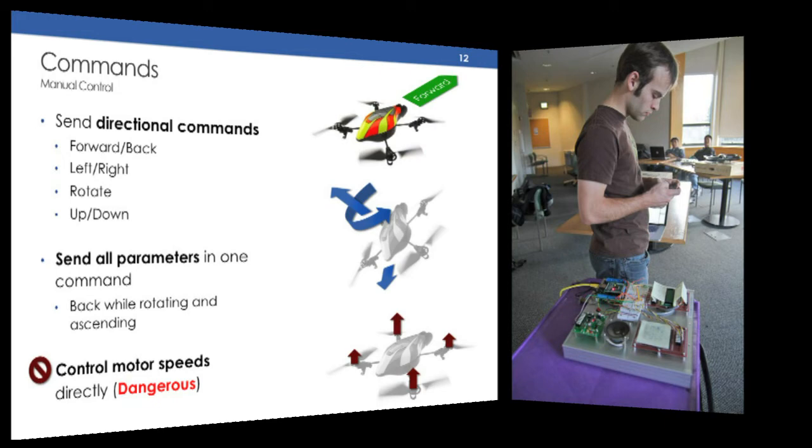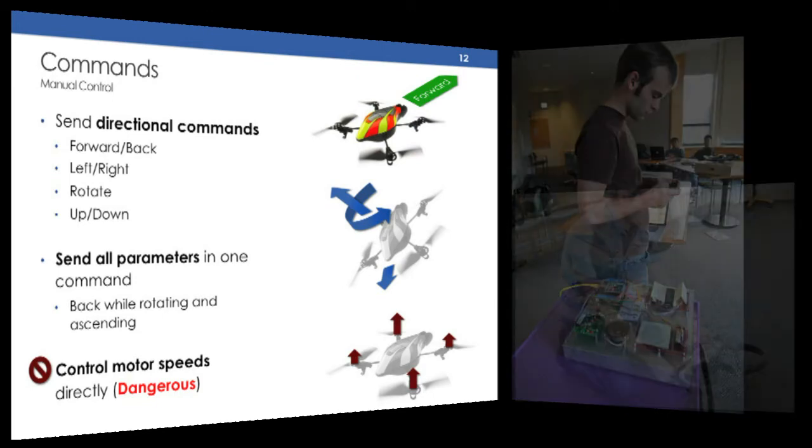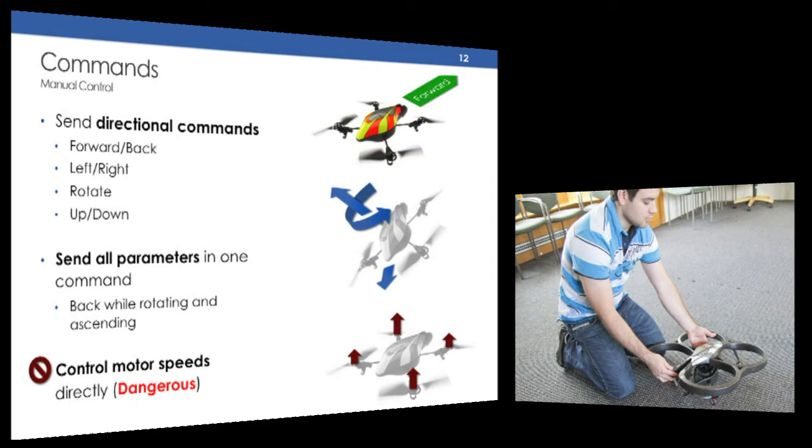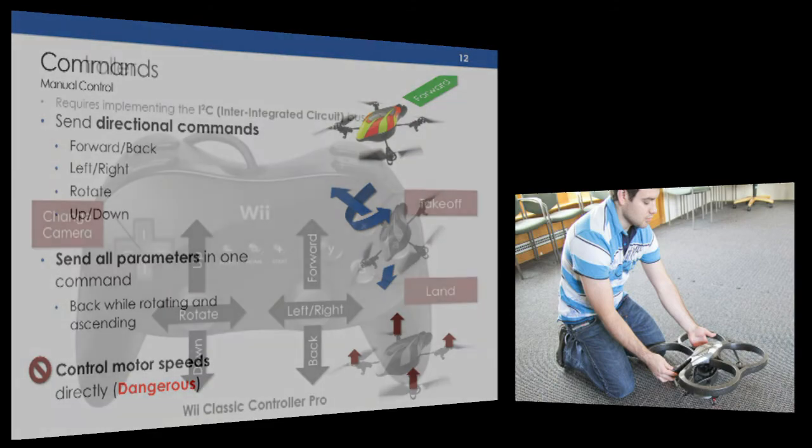There's another scheme for controlling this drone, and it's basically to control the individual speeds of the motors. Remember I said that the protocol we're using is UDP, and it does not guarantee that messages arrive at their destinations. This is why it is very dangerous to actually control the speeds directly, because if a command doesn't get to the drone, we don't know what it's going to do.